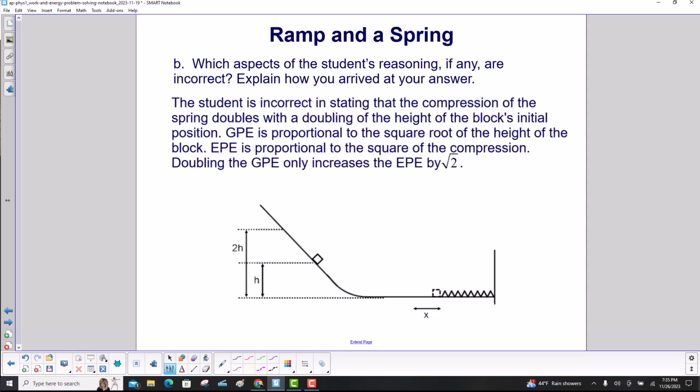Which aspects of the student's reasoning, if any, are incorrect? Explain how you arrived at your answer. The student is incorrect in stating that the compression of the spring doubles with a doubling of the height of the block's initial position. GPE is proportional to the height of the block. EPE is proportional to the square of the compression. Doubling the GPE only increases the compression by the square root of 2.